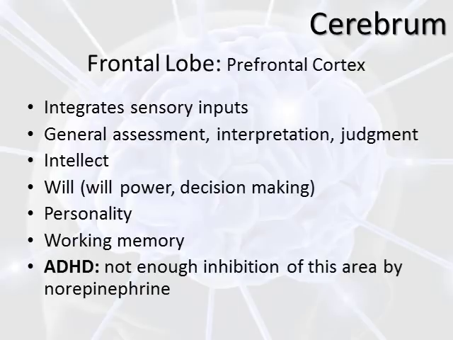And this part of the brain is lacking in a lot of other animals. This is what separates us from a lot of other animals, the fact that we have this prefrontal cortex. This is where our higher order thinking comes from. And the hypothesis as far as ADHD goes, and the pathogenesis of ADHD, is that we don't have enough inhibition in certain parts of this prefrontal cortex by norepinephrine, and that's why the drug Adderall is a norepinephrine reuptake inhibitor.